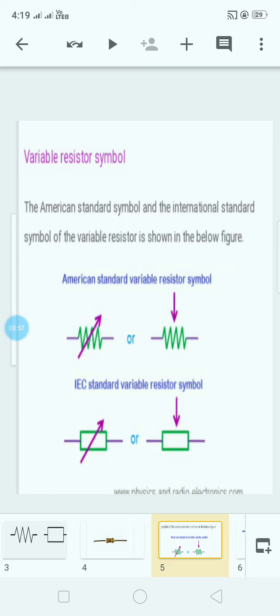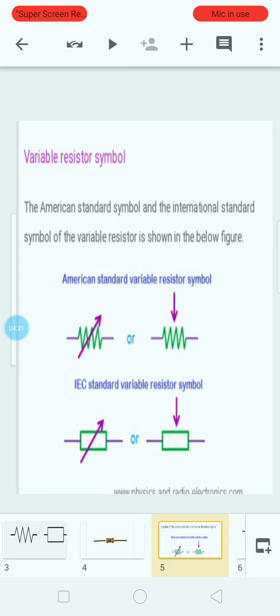So, the process of limiting or restricting the electric current to a certain level is called resistance, and the device which is used to restrict the flow of electric current to a specific level is called a resistor. The device which not only restricts the flow of electric current but also increases and decreases the flow of electric current is called a variable resistor.